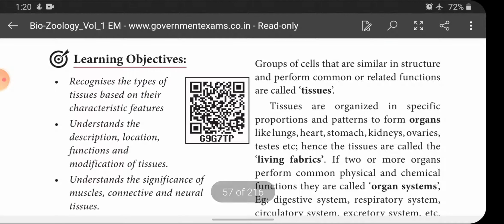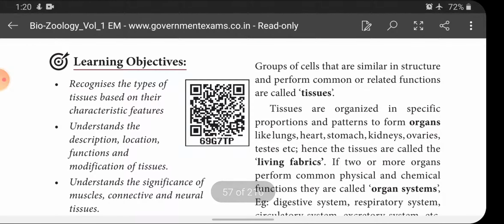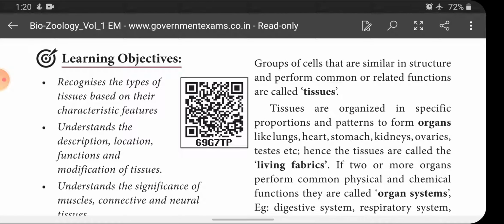Next, a group of cells that are similar in structure and perform common or related functions are called tissues. This is the definition of tissues. You know very well, all living organisms are made up of cells. Cells together form tissues. Tissues together form organs. Organs together form organ systems, and all the organ systems together form a whole organism. This is the basic sequence in the formation of an organism.